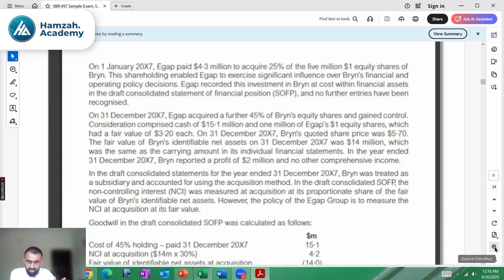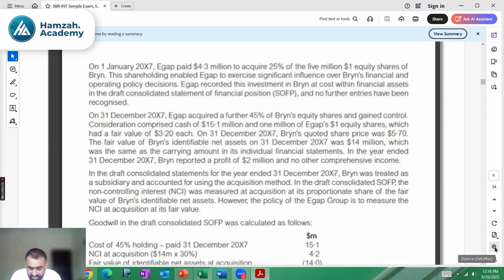So one type of consideration they have paid for 45% is 15.1 million cash, and the second type of consideration is the share exchange. They are giving their shares to acquire the subsidiary company to get the 45%. They have issued 1 million shares of EGAP, and at the date when they acquired the further 45%, on that date the fair value of each share was 3.2.